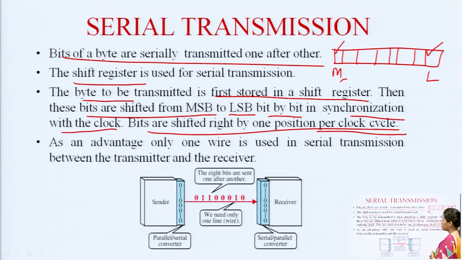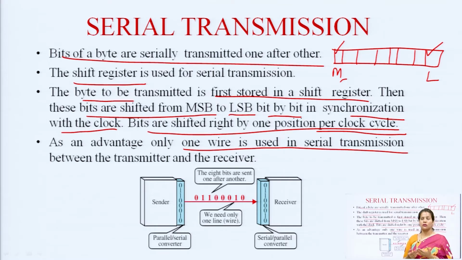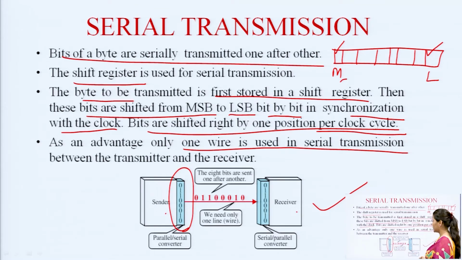As an advantage, only one wire is used in serial transmission. Yes, this is an advantage, the prevention of hardware, we can say. Now, this figure depicts the serial communication. Here is the sender, here is the receiver. The sender has this data to be transmitted. First of all, this data will be converted into serial data, and thereby it will be transferred.